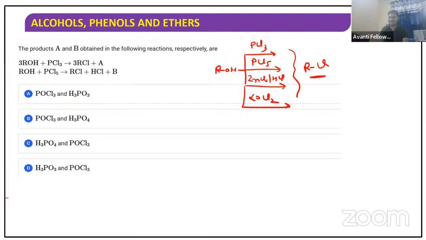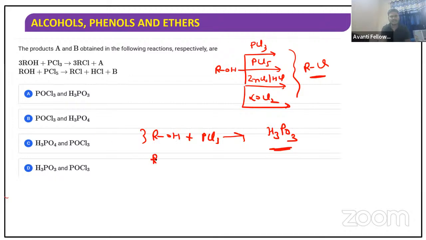Apart from this alkyl halide, we have different byproducts also, right? Like when they are treated with PCl3. In this question, they're asking PCl3. So when 3 moles of alcohol are treated with PCl3, the formation of H3PO3 will take place, right? Whenever they are treated with 3ROH.